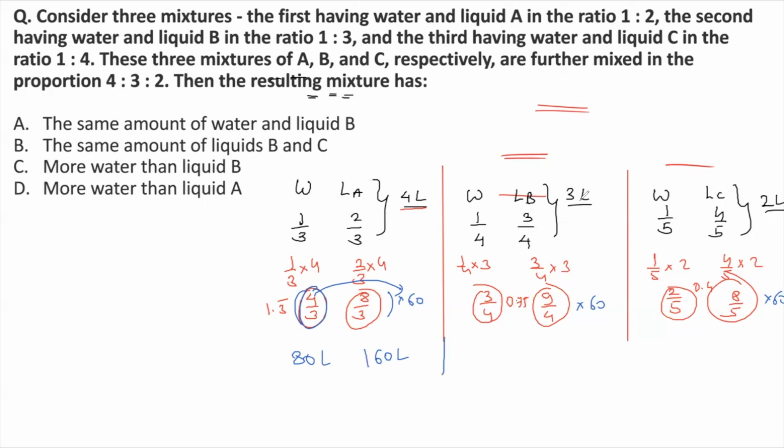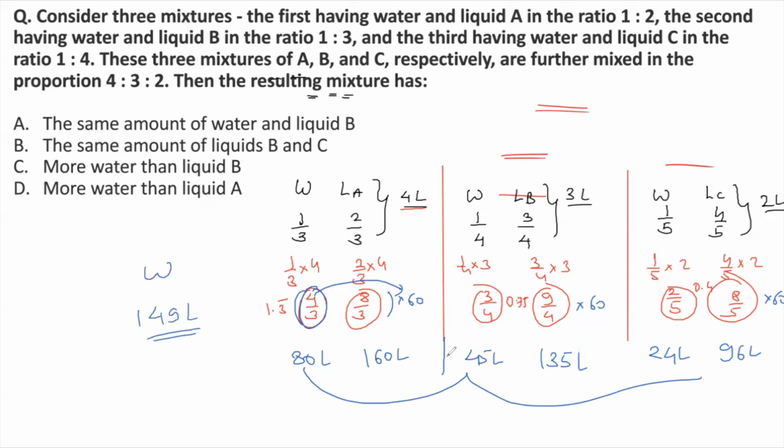What about the water in the second one? It is 3/4 of 60, 45 liters. And the liquid B is 9/4 of 60, that is 135 liters. The third mixture is 2/5 of 60, and that's 24 liters of water. The remaining 96 liters is liquid C. Total water you can observe is 80 plus 45 plus 24. And that comes out to be 80 and then 69, 149 liters of water in total. And you can observe liquid A is 160 liters, liquid B is 135, and liquid C is 96 liters.